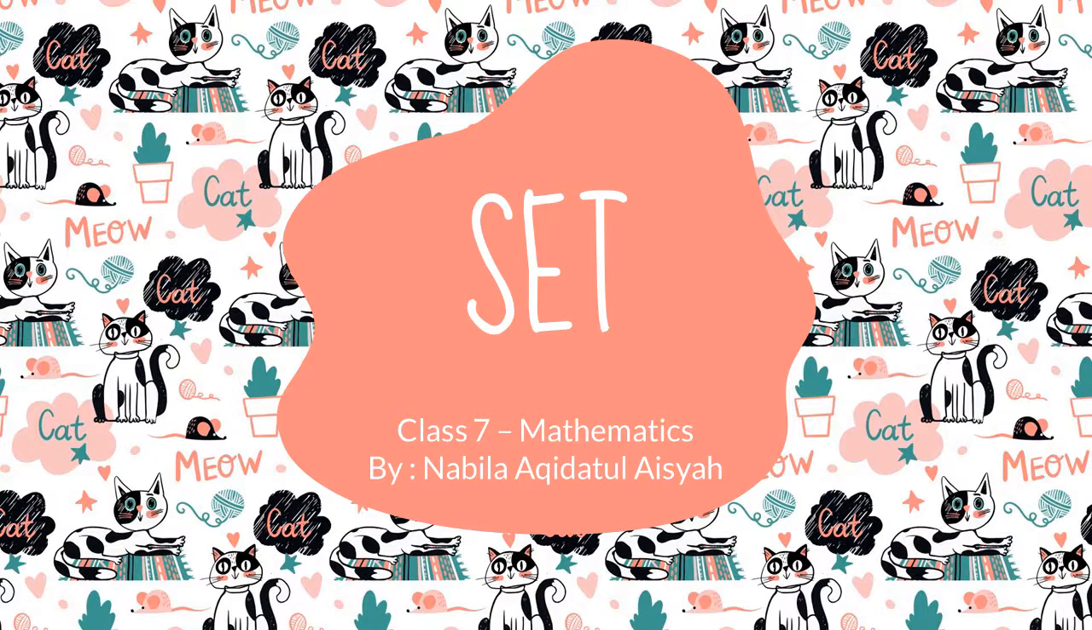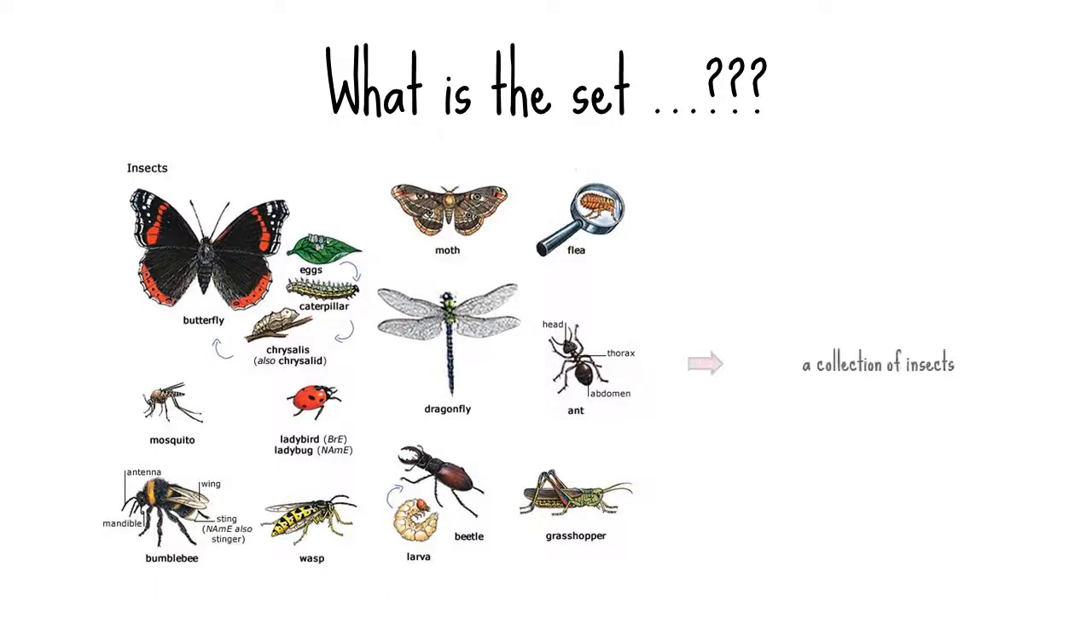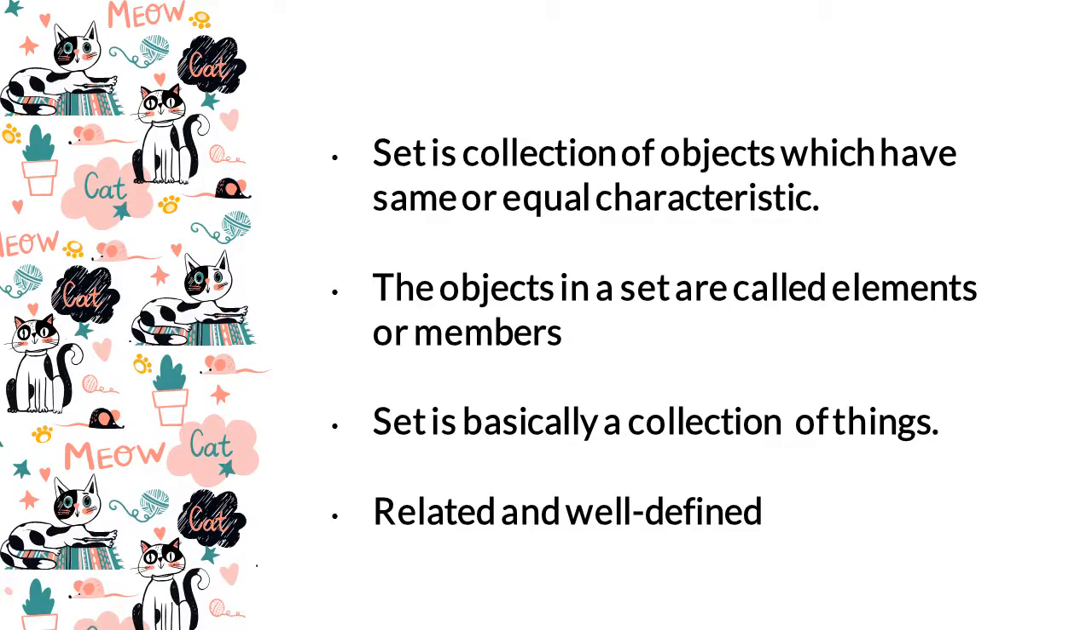Today's topic is sets. What is a set? A set is a collection of objects which have the same or equal characteristics. The objects in a set are called elements or members. A set is basically a collection of things, related and well-defined.